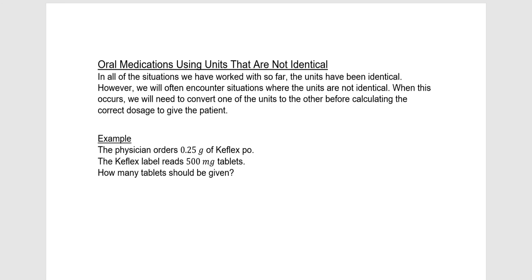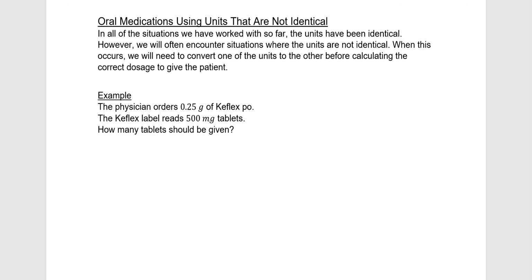Okay, so far that was essentially all of the same thing. We had identical units, so we just had to set up the proportion properly, cross multiply, and solve for the variable. So now we're going to be doing oral medications using units that are not identical. So when we have units that are originally not identical, what we have to do is convert one of the units to the other one before calculating the correct dosage to give to the patient.